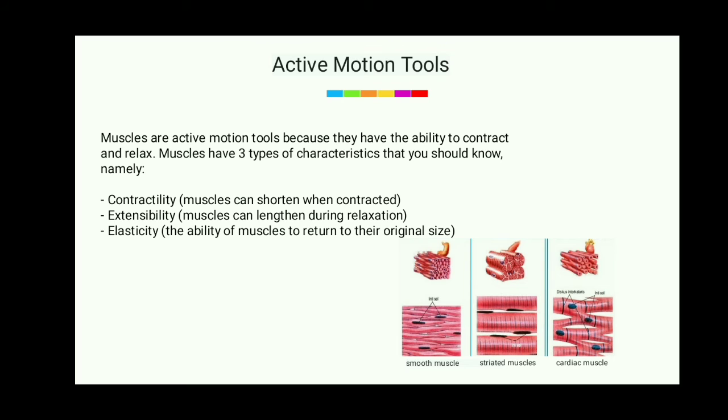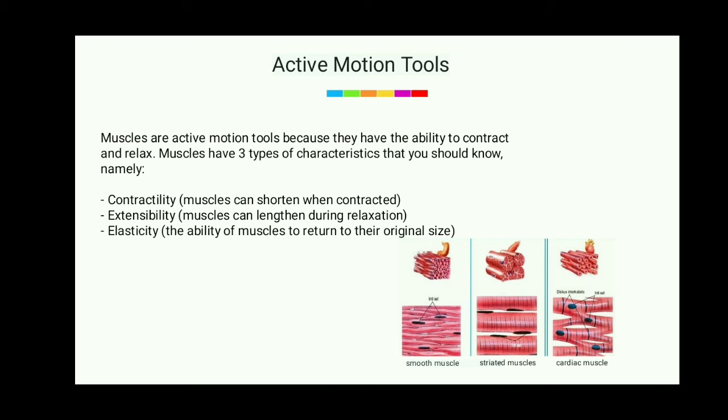Now, as already mentioned above, in the human movement system there are 2 parts of motion tools that help the human body move, active and passive motion tools. Then what is included in the active or passive motion tools? Active motion tools.